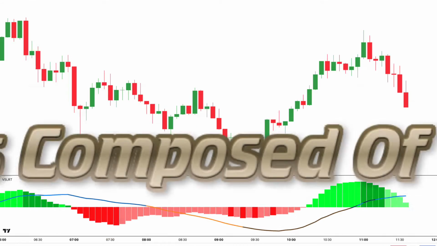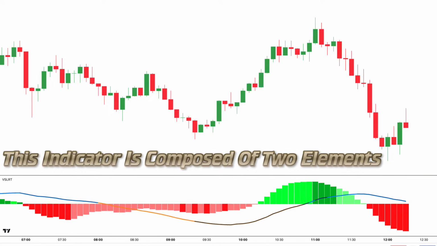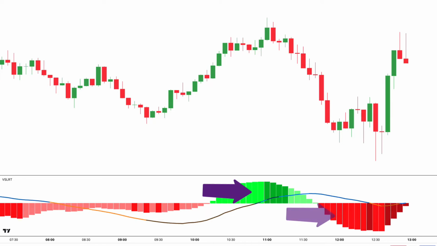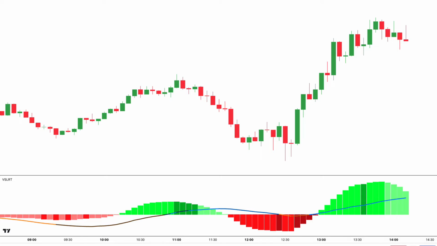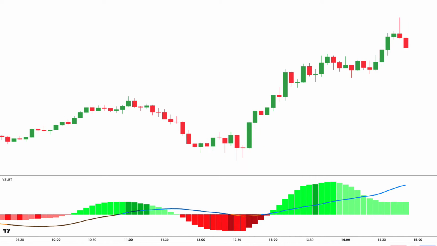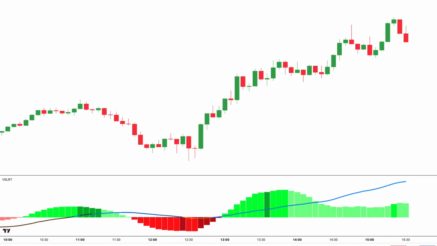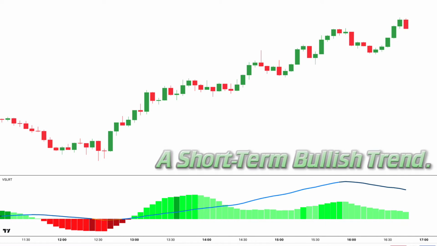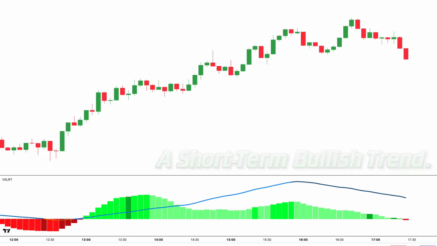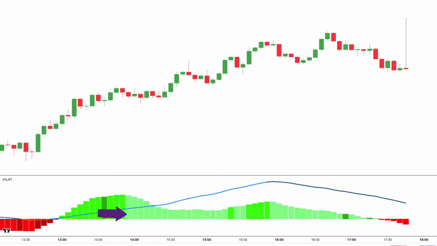Now, as we can see, this indicator is composed of two elements: this green and red histogram and this oscillator traversing the indicator window. The histogram indicates short-term trends in the market, while the oscillator tracks long-term trends in the market. When the histogram bar is colored green, that indicates a short-term bullish trend. When it's colored bright green like here, that indicates that the strength of that bullish trend is increasing.